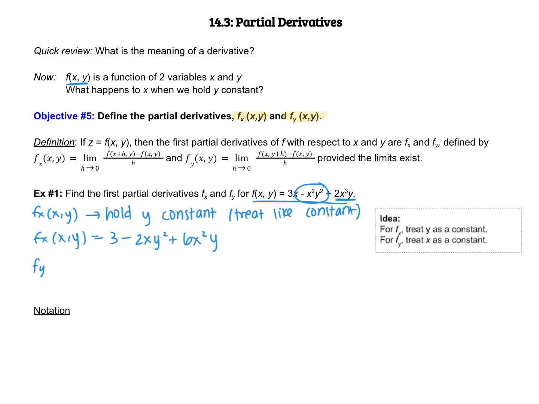So then if I want the first partial with respect to y, this time I'm going to hold x constant. So this first term, 3x, that's just a number. When I take the derivative of that, I'm going to get 0. So then that second term will become negative 2x squared y. And that last term, if I keep x squared constant, I just treat it like a number, I'm going to end up with 2x cubed. So those are my two first partial derivatives. And that's the idea in this box here. For fx, we're going to treat y like a constant. For fy, we're going to treat x like a constant.